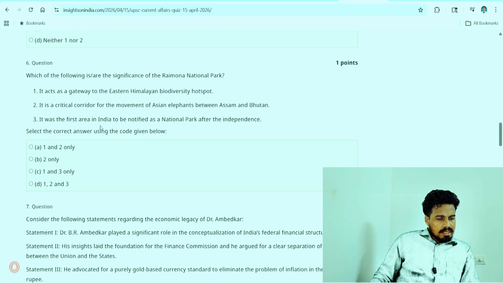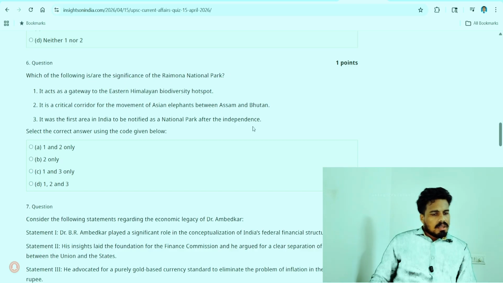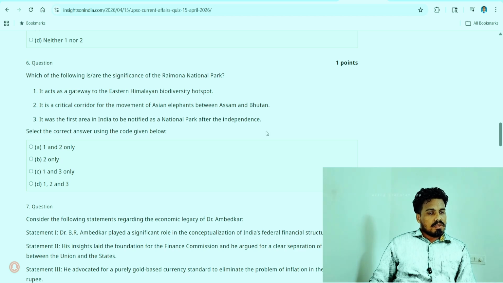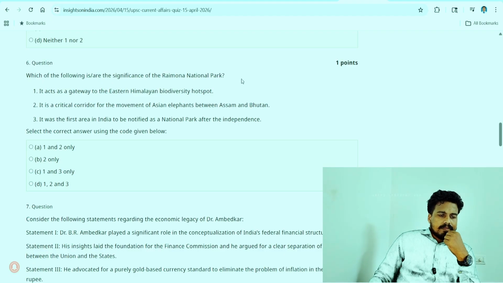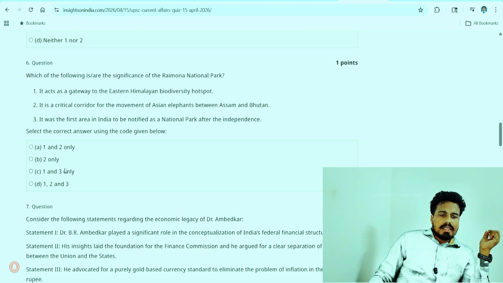It was the first area in India to be notified as a national park after independence. Raimona. I think this is Jim Corbett. After independence is a clue here, but we don't know whether Raimona was the first one after independence. So let's take it as wrong from the option repetition here. We will take 3 as wrong. So 2 is automatically correct.